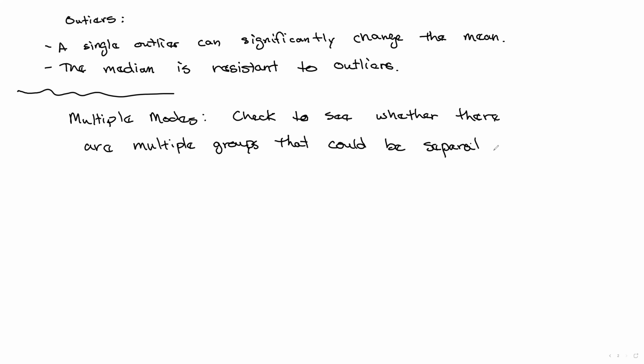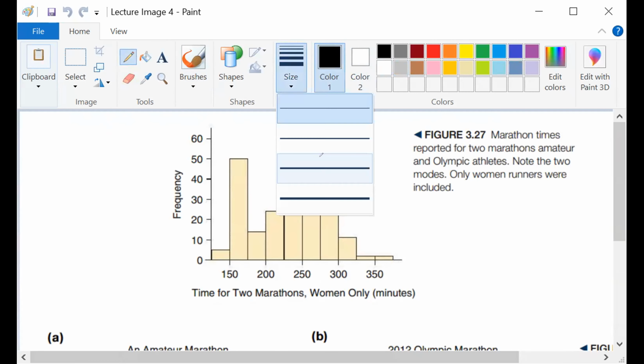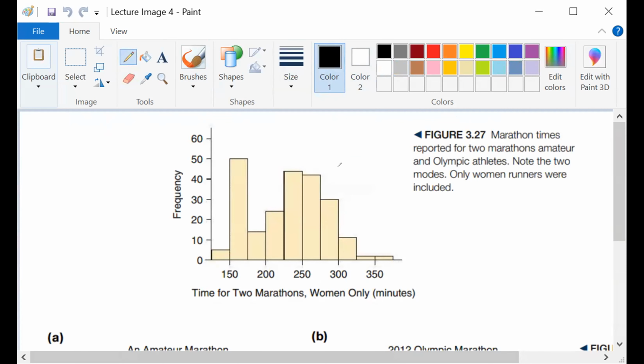So I think we've also gone through this example in another video, but just to reiterate it, let's take a look at this distribution here. Since you're collecting data, this is on times that marathon runners have run when they did a marathon. If you take a look at the data, you can see it's clearly bimodal. We have multiple modes. So that's one mode, that's another mode.